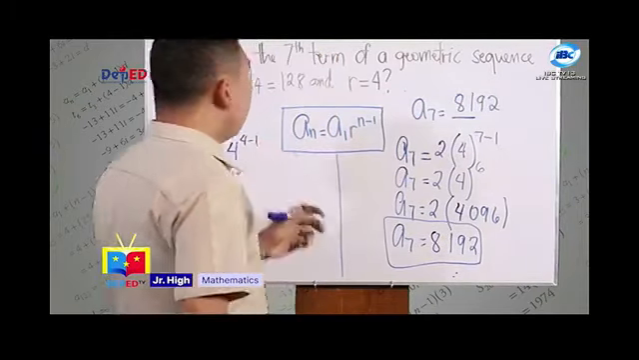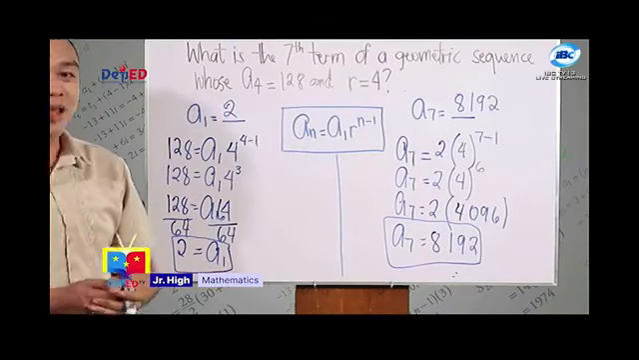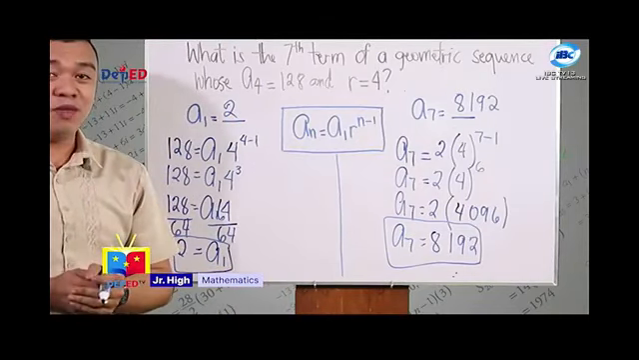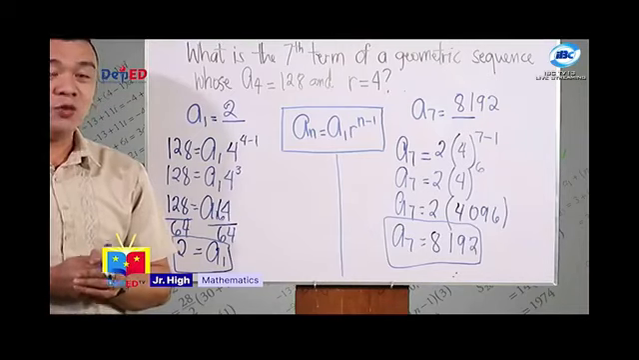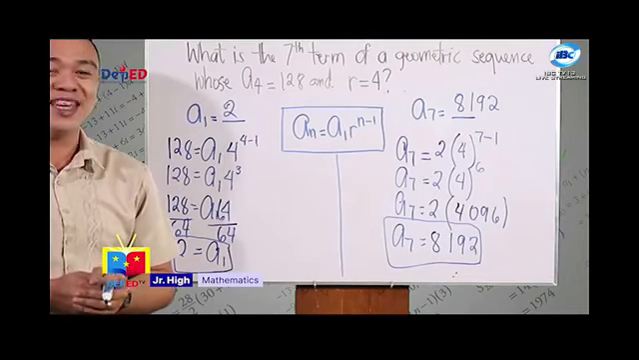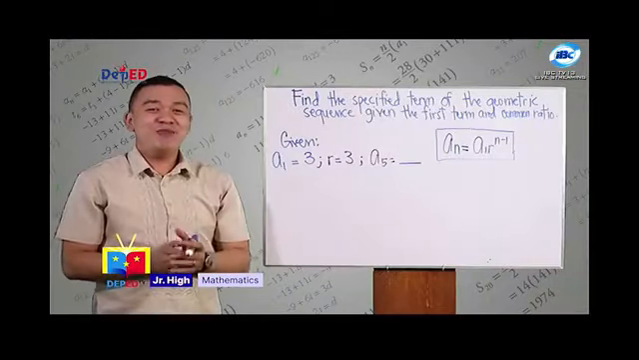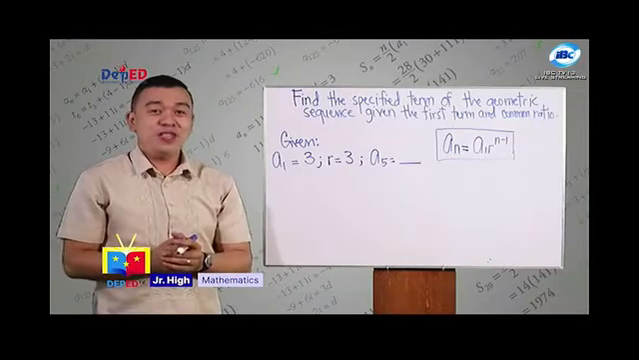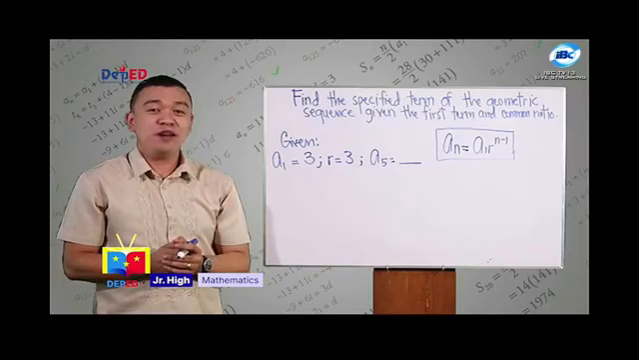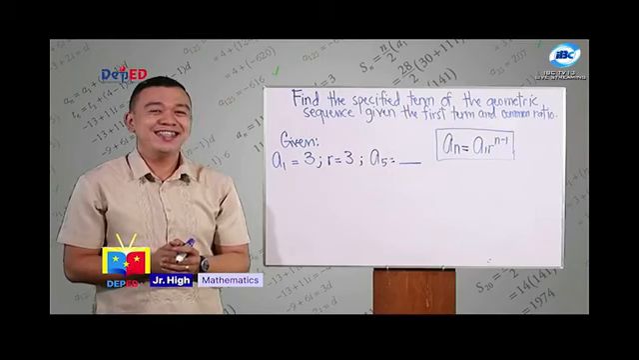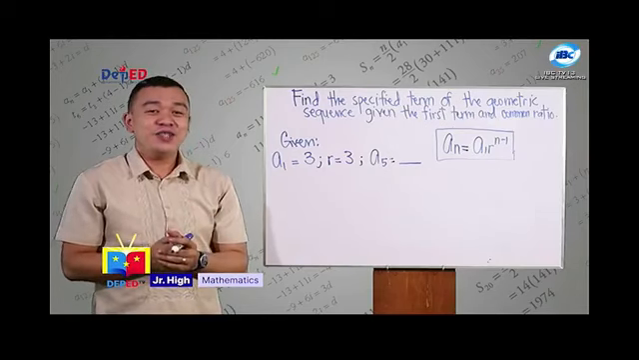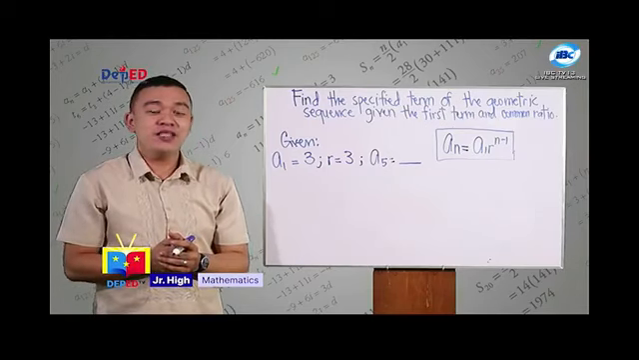Thus, the first term and the seventh term of the sequence is 2 and 8,192 respectively. Great job indeed! Now, it's more swift and convenient to find the nth term of a geometric sequence using the formula, right? Now, let's try to see what you have learned from today's episode by answering this question.